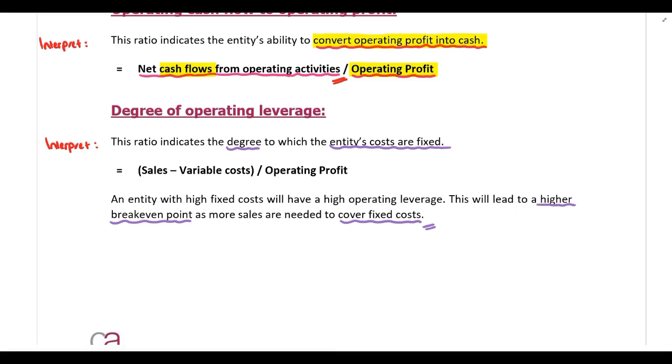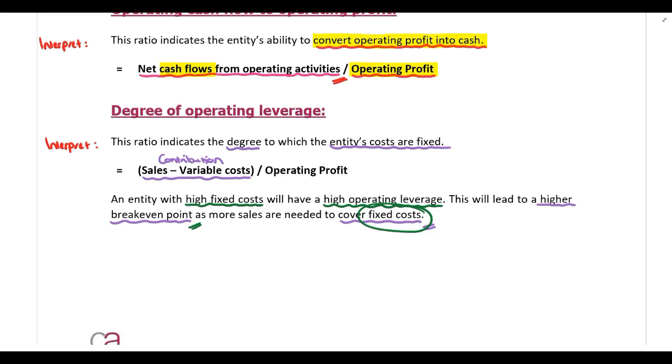How do you calculate the degree of operating leverage? You take sales less variable costs, so that would be contribution, and you divide by operating profit. If you get a high answer over here, that means that the company has a high operating leverage, and it means they have high fixed costs. And the impact of having high fixed costs means that your break-even point is going to be higher because you need to sell more in order to cover those fixed costs.